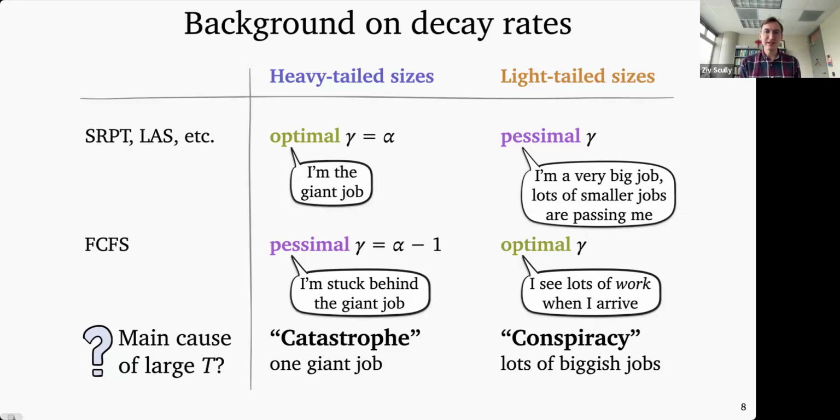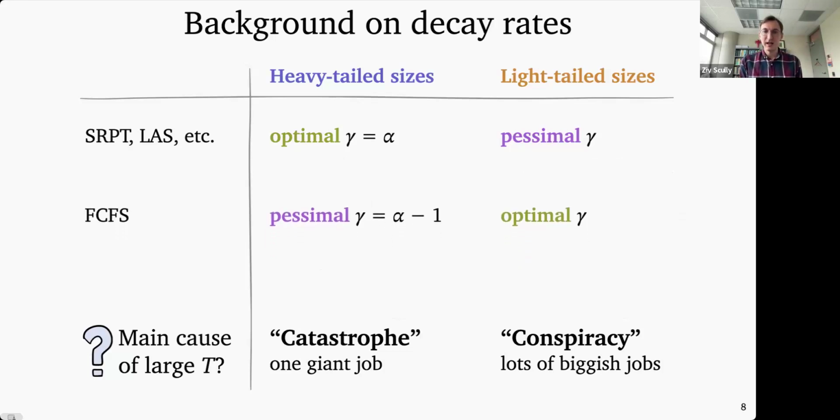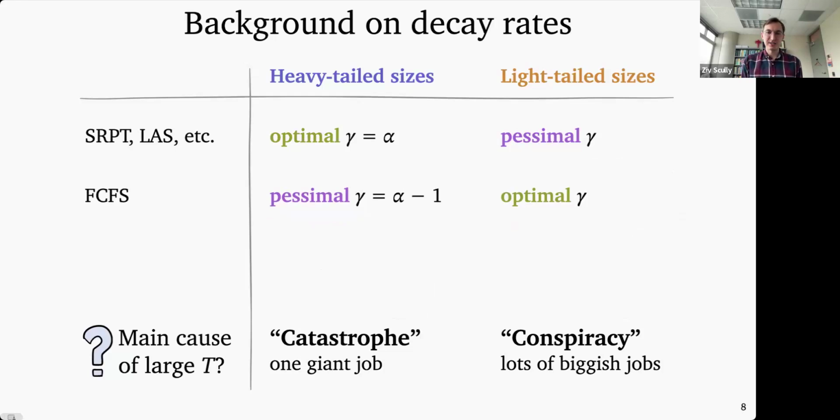Okay, so we've got these two very different pictures of what causes large delays in these two settings. And so we might ask, it looks like it's really hard to prioritize small jobs and still have a good time in the light-tailed setting, right? SRPT prioritizes small jobs, gets pessimal gamma. But remember from the beginning, serving short jobs in front of long jobs is basically the only tool we have in scheduling. So, what might we try to do instead?